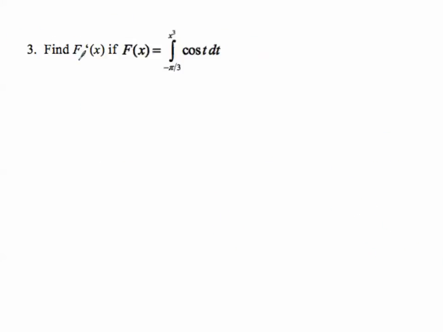Number 3, find f prime of x if f of x equals the integral from negative pi over 3 to x cubed of cosine of t dt. So again, this is saying find the derivative. f prime means the derivative of what f of x was, which was an antiderivative, negative pi over 3 to x cubed of cosine of t dt. Now you might notice that this time the upper limit is x cubed instead of just x.